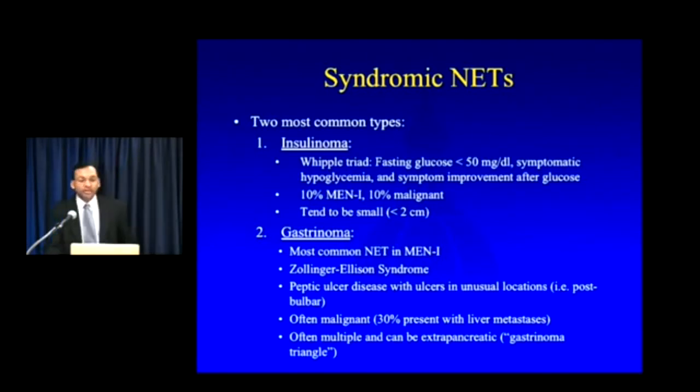Now, gastrinomas, on the other hand, are much more often malignant. About 30% will present with liver metastases. They're often multiple, and they are not uncommonly extrapancreatic. So not only do they arise in the pancreas, they can arise in the so-called gastrinoma triangle. Now, these patients will often end up with peptic ulcer disease, ulcers in unusual locations, especially post-bulbar duodenal ulcers, and they can present with so-called Zollinger-Ellison syndrome.